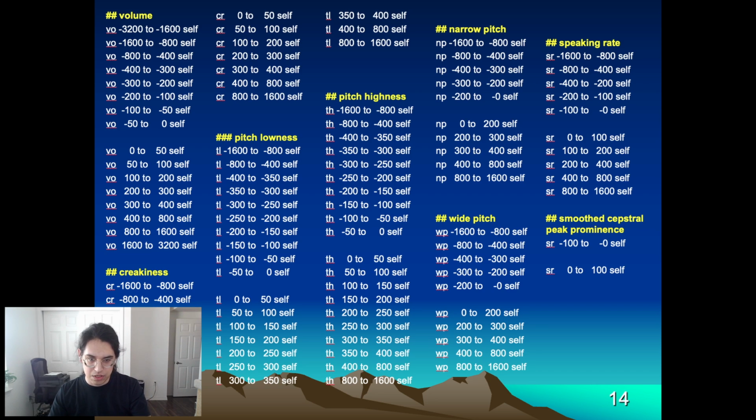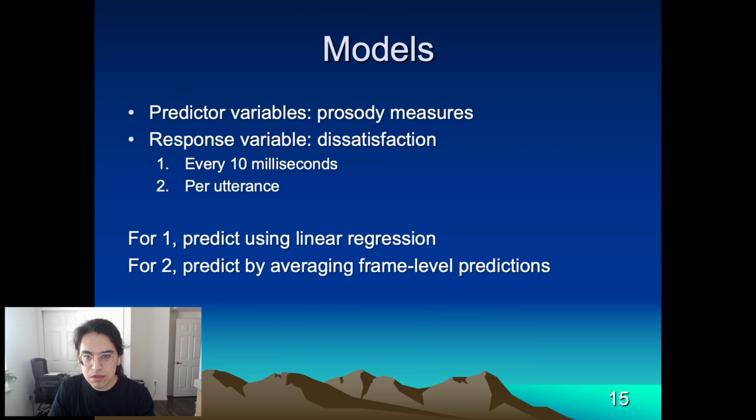And now that we have the data and these predictors, we can move on to models. The predictor variables are prosody measures, and the response variable is the level of dissatisfaction. We have two tasks here. The first one is to predict dissatisfaction every 10 milliseconds, or for each frame. And the second task is to predict dissatisfaction per utterance, or all of those frames. For task one, we predict using a simple linear regression. And for task two, we predict by averaging the frame level predictions.